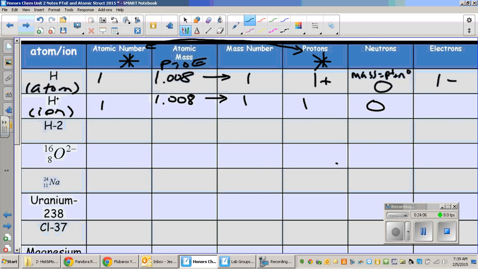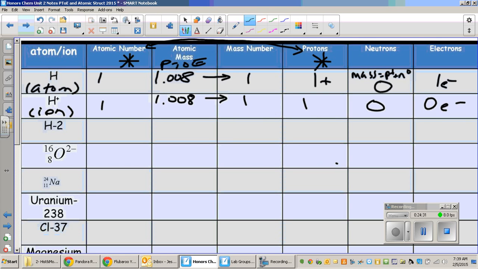Now, what do I do with this positive charge here? What has changed? I minus 1 electron to make sure that I have more protons than electrons. Previously I had 1 proton and 1 electron, but now I need to have a positive charge. So I keep my protons and I drop an electron. So that happens to be how many electrons now? 0. 0 electrons. There we go.